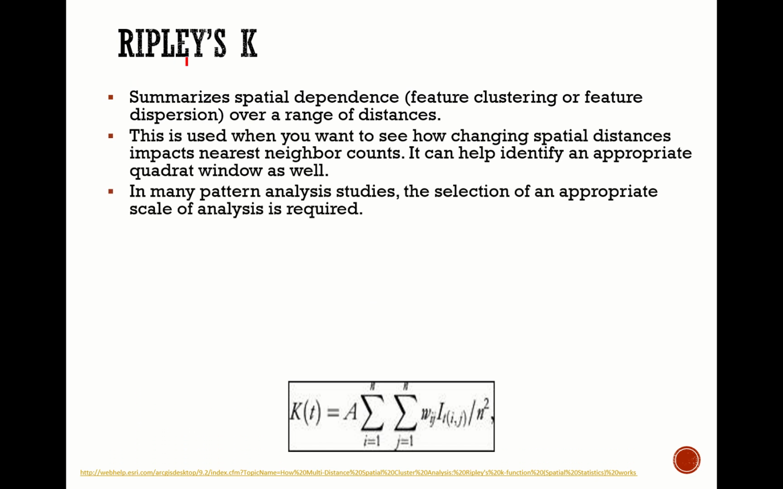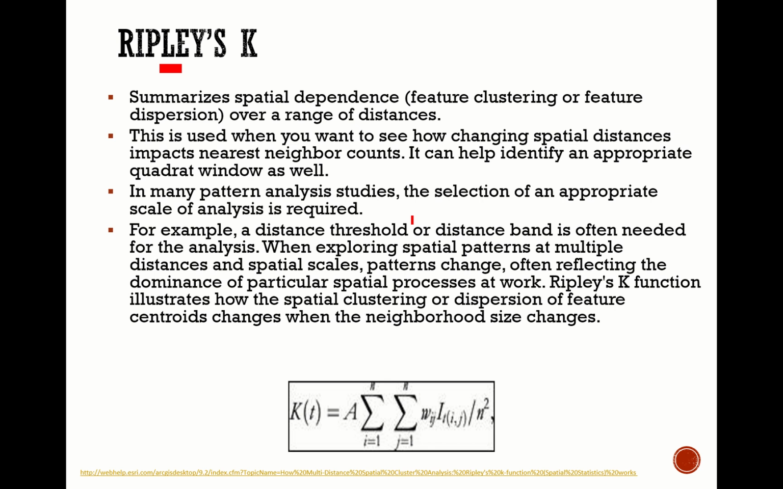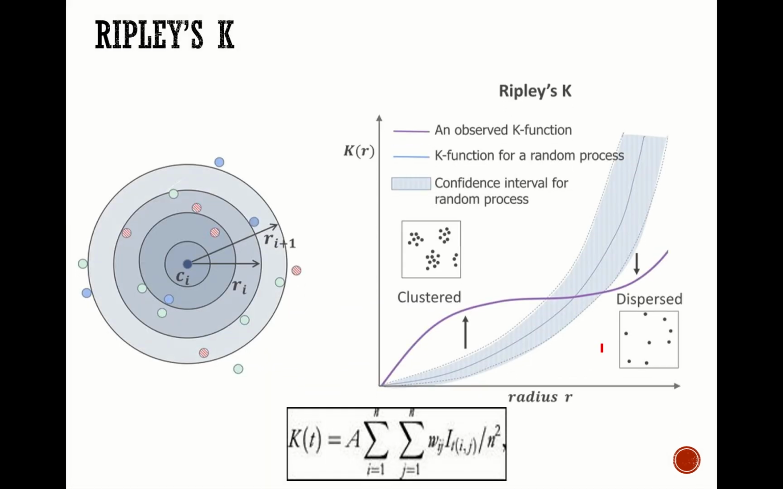We use Ripley's K because often we're interested in getting the right scale or the right radius of analysis to do our spatial analysis investigation. In this case, we're applying Ripley's K to point data, and it's a local measurement that is looking for the appropriate scale on which to do our analysis. So what am I talking about here?